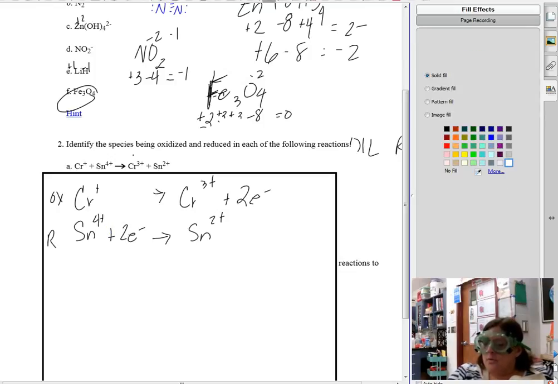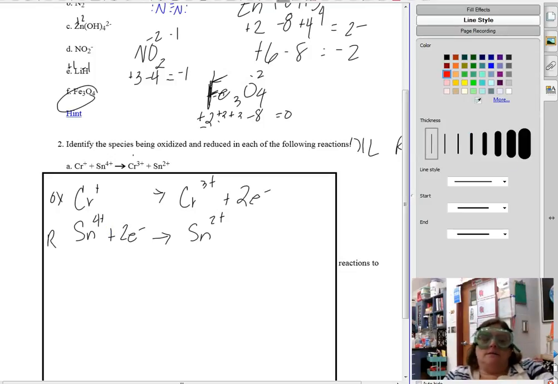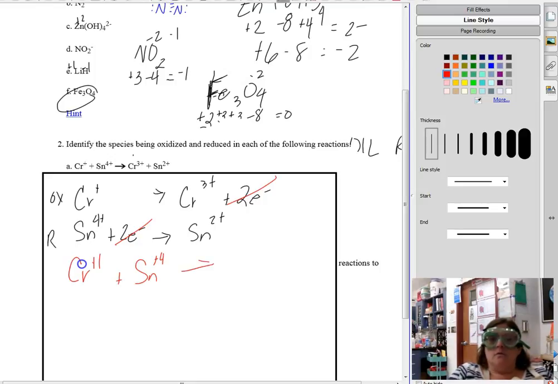Now if I want to balance that, and I put those together, will my electrons cancel each other out? The answer here is yes. 2 electrons minus 2 electrons will be 0, correct? So we can put these together. We can take our chromium and our tin. So we've pulled both of those into the equation. Now we're going to mush these guys in.